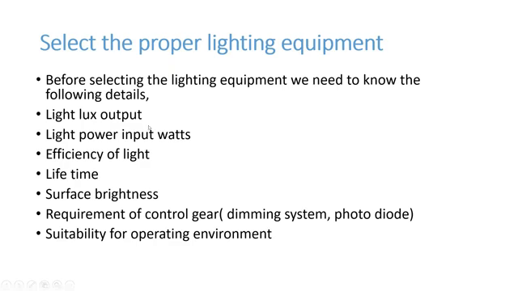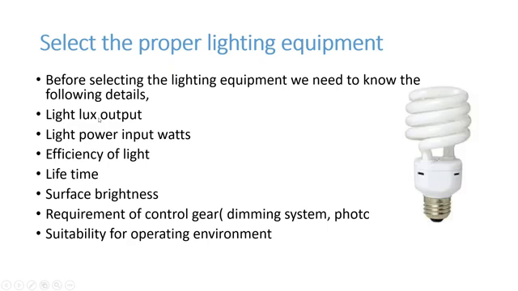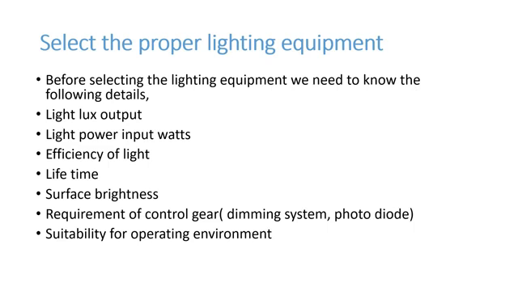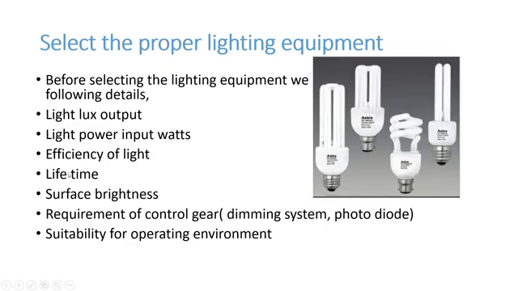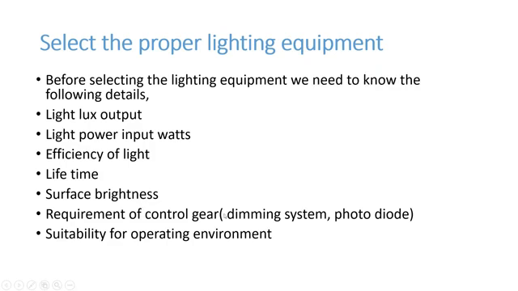For example, the light lux output, how much lux output the selected light produces, we need to understand. Second, how much input electrical power that light consumes, and the efficiency of that light, the lifetime of that light, the surface brightness and correction factors, the requirement of control gear, whether it requires a dimming system or a photodiode, and the suitability of the operating environment.